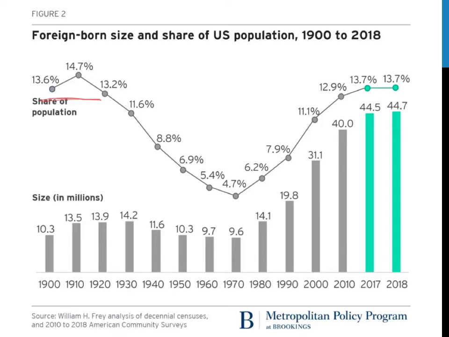So between the 1920s and the 1970s, we saw this decrease in the percentage of the U.S. population that was foreign-born. And since 1970, there's been an increase in the percentage foreign-born, and more recently, this leveling off around 13.7%. Of course, because the U.S. population is growing, the number of immigrants can be increasing while the percentage of the population that is foreign-born can be remaining constant.